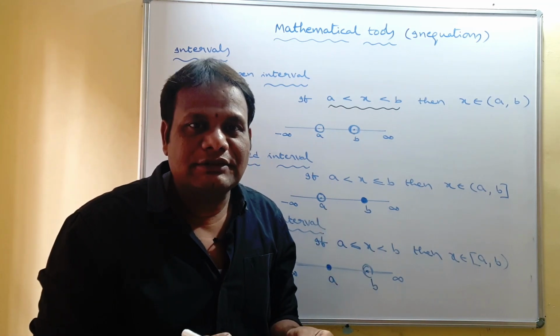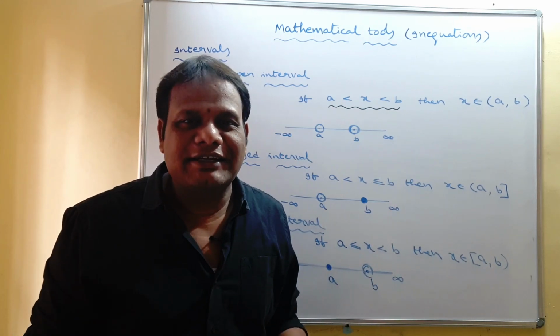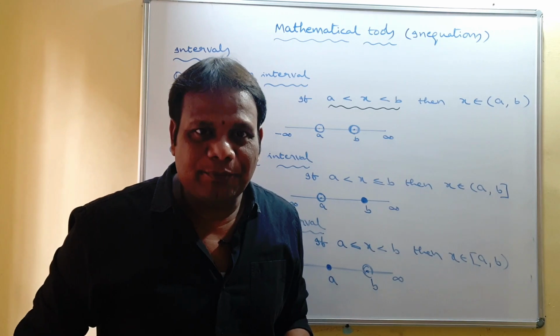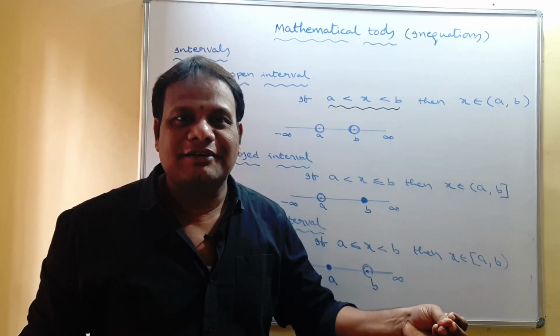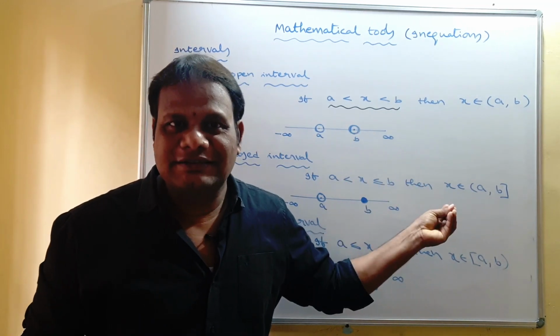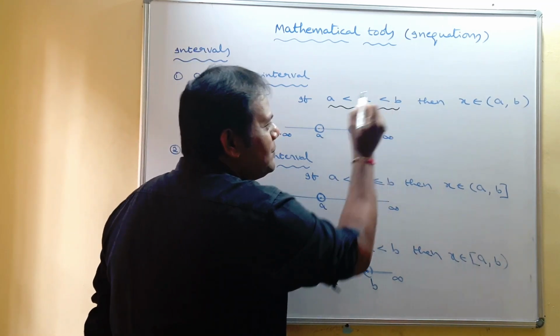Between two real numbers, how many real numbers will be there? Yes, infinitely many real numbers are there. Can you write all those real numbers as a list? Not possible. That is the reason we are discussing the concept of intervals. So here x is in between a and b.